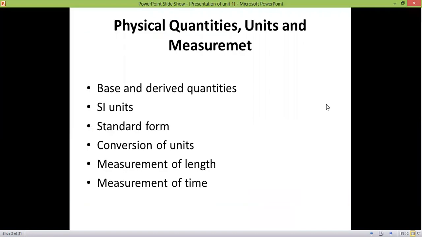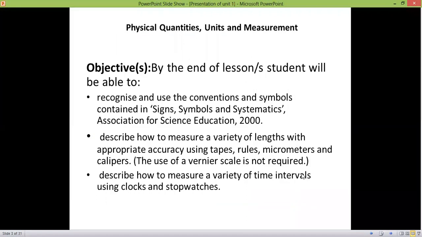In week 1, we have started the chapter Physical Quantities, Units and Measurement. We are going to continue this chapter. The subtopics of this chapter which will be discussed today are base and derived quantities, SI units, standard form, conversion of units, measurement of length and measurement of time.